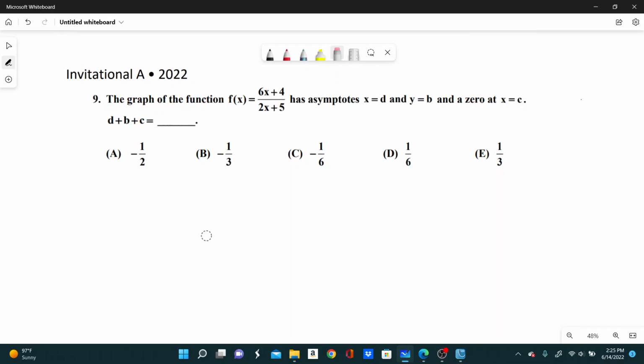Number 9. The graph of the function f of x equals (6x plus 4) over (2x plus 5) has asymptotes x equals d and y equals b, and has a 0 at x equals c. Find d plus b plus c.